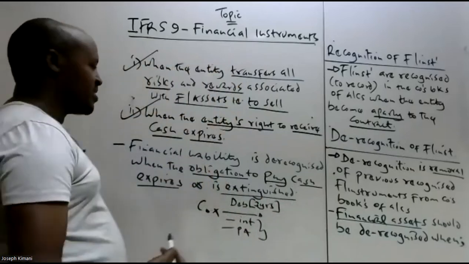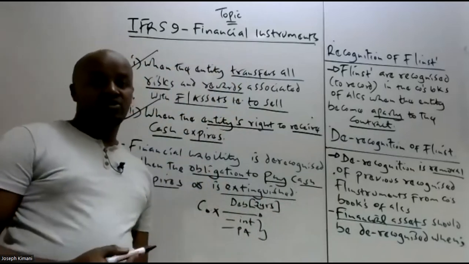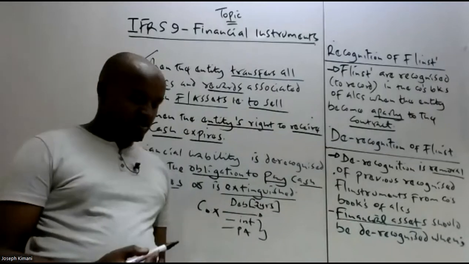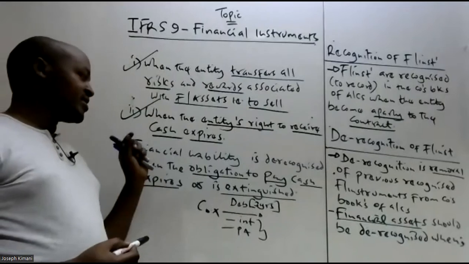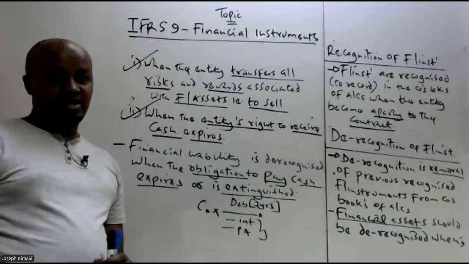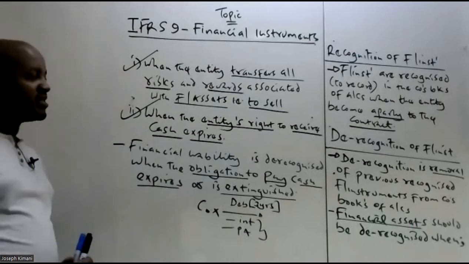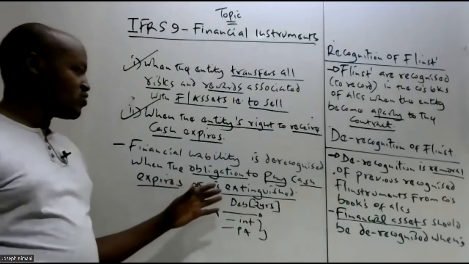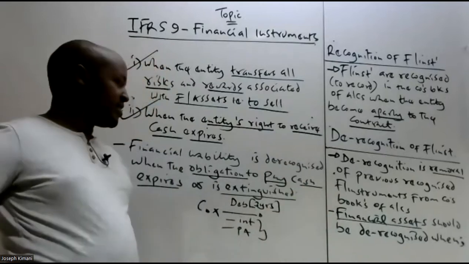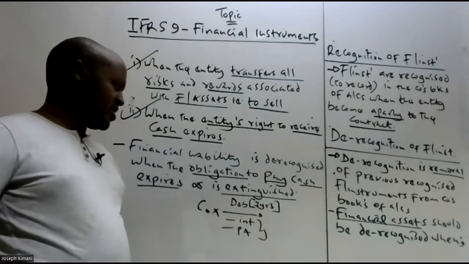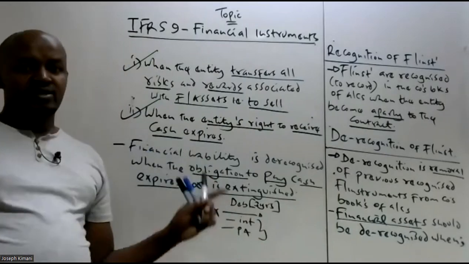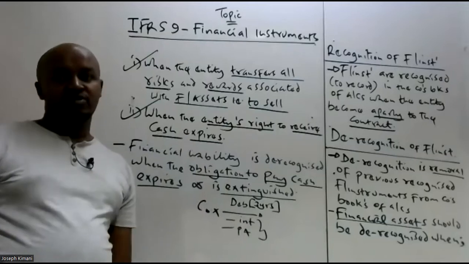To extinguish something is to bring something to an end, like to extinguish the fire, to put off the fire, and so on. So at the end of the 3rd year, the company's obligation to pay cash will be extinguished. Basically, what that means is that the company should then proceed and derecognize that financial liability or those particular debt instruments in its books of account.